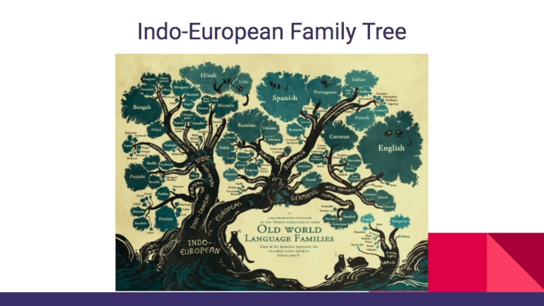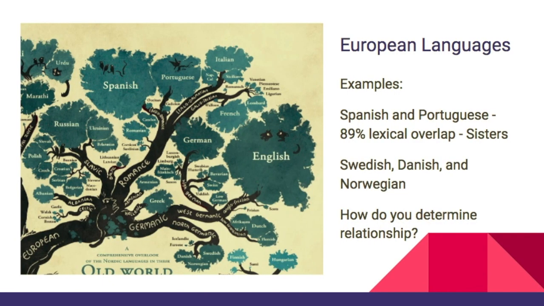So this is the Indo-European family tree. As you can see, it breaks off into a lot of different branches, but I'm going to specifically be talking about European languages. So as you can see, the European languages branch off into three main branches, which is Slavic, Romance, and Germanic. Then they start to form kind of branch clusters, and that's what we refer to as the sisters. So as you can see, Spanish, Portuguese, Italian, French, they're in that same kind of cluster, and those are all sisters. And another example would be Swedish, Danish, Norwegian.